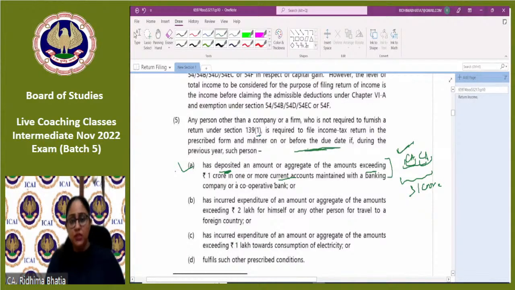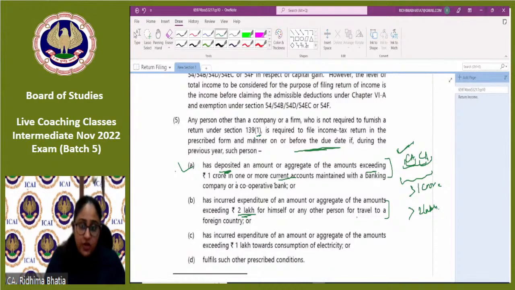Under 139(1), two things are compulsory: filing before the due date. Secondly, if you have made a foreign expenditure in a country for 2 lakhs or more, then you are required to file the return. So either for yourself or for any person, if you spend more than 2 lakhs on foreign travel, then you are required to file the return of income.